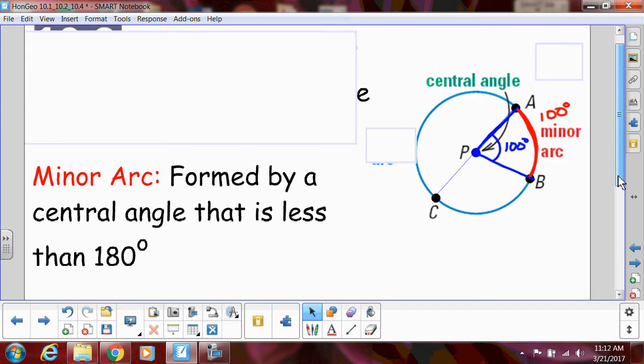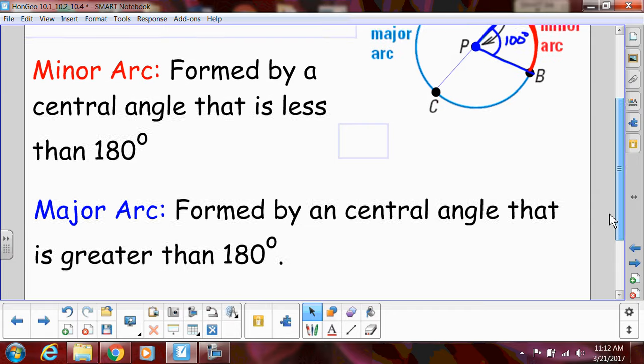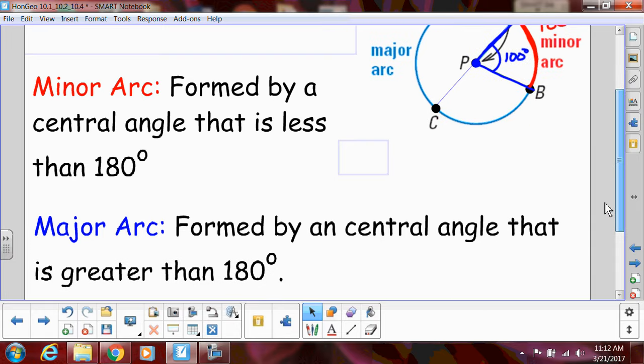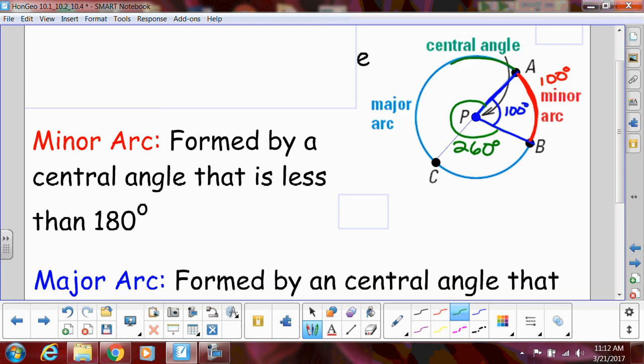And then we also have a major arc. A major arc is formed by a central angle that is greater than 180 degrees. So if I were to do, let me use green, this arc right here, the green arc that I just drew, that's going to be 260 degrees. So that would mean that this major arc is also 260 degrees.